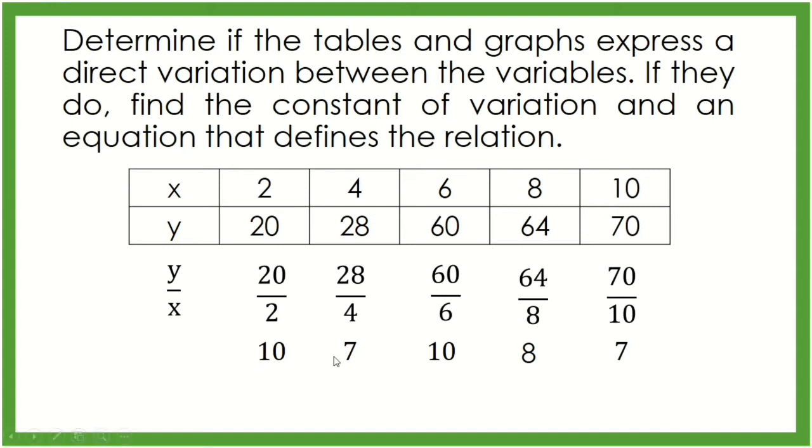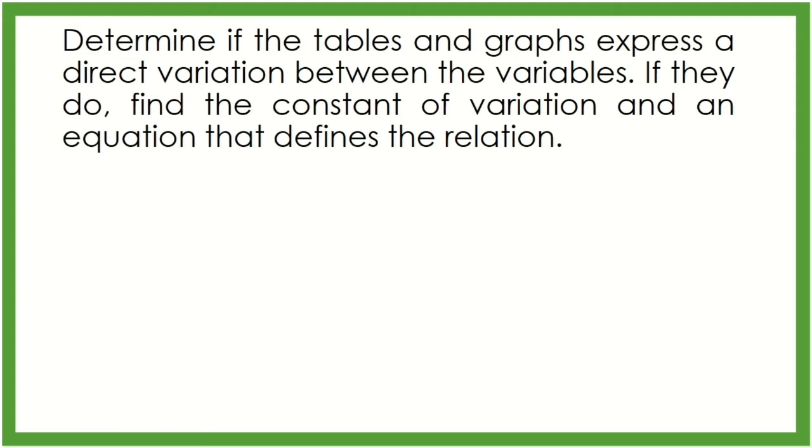As you can see, magkakaiba ang nakuha nating ratio. This means that the given table of values does not show a direct variation. Kaya siya ay not a direct variation. Let us have another example.